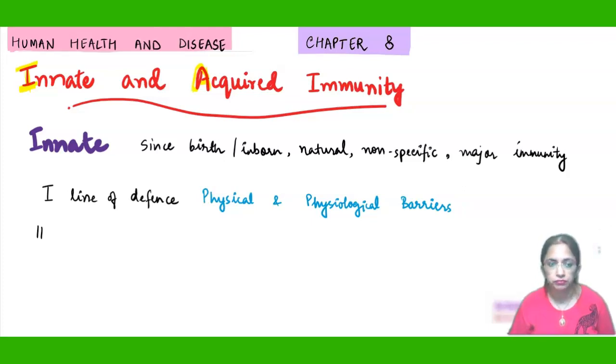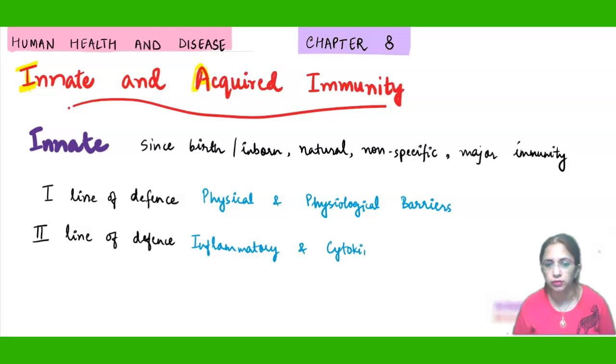But if by mistake or by error in the physical and the physiological barriers the pathogen gets entered in your body, then your second line of defense will work, which includes your inflammatory barriers and your cytokines. Means if the antigen has crossed the first line of defense, then the second line of defense will be active, and it will include the process of inflammation, phagocytosis and cytokine production that we'll discuss. So innate immunity provides two lines of defense to your body, first line and second line.